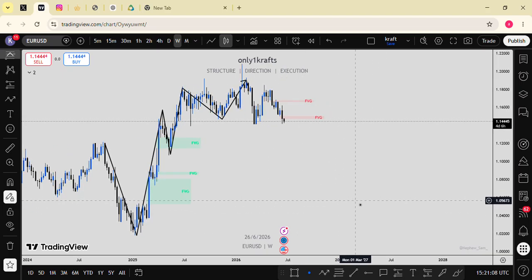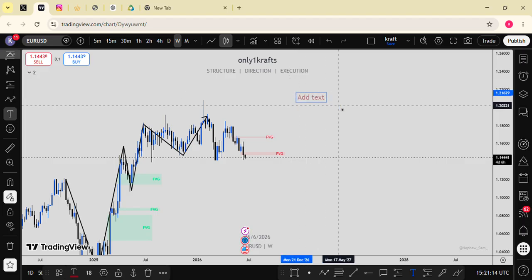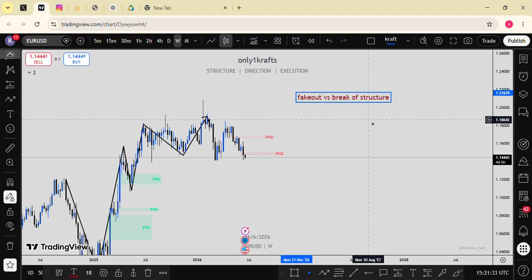a fake out and a breakout structure. Fake out versus breakout structure. Alright, so which one is a fake out? Which one is a breakout structure?